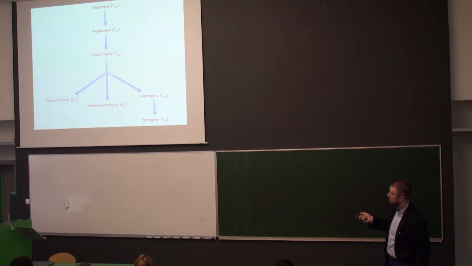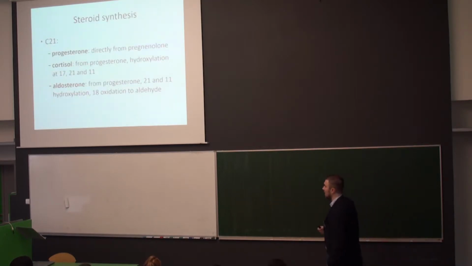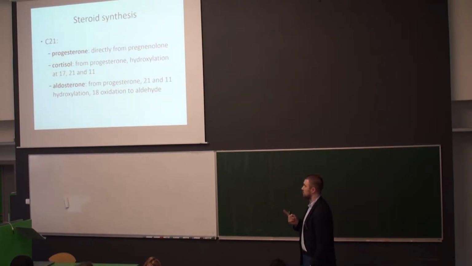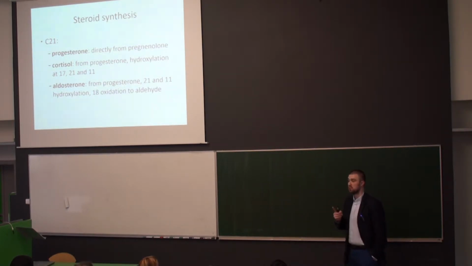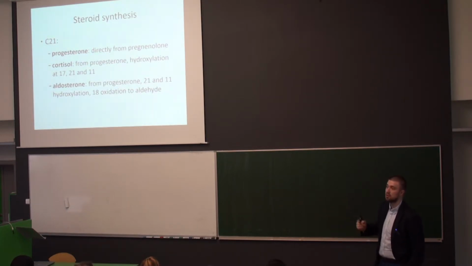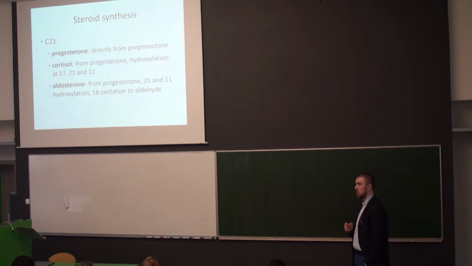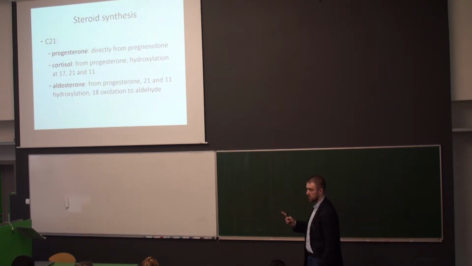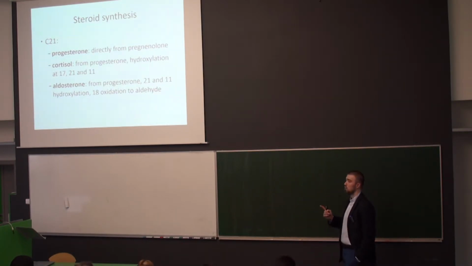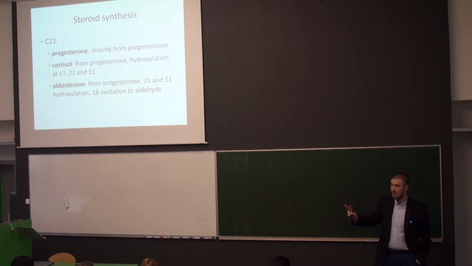And also here we have the number of carbon atoms inside the molecule. So we start with the C21 group, first progesterone. Progesterone is produced directly from pregnenolone. The reaction I will show you in a few minutes. So that's the first direct single-step conversion. And then for cortisol and aldosterone, we can say there are three steps. Some steps are the same and some are unique.